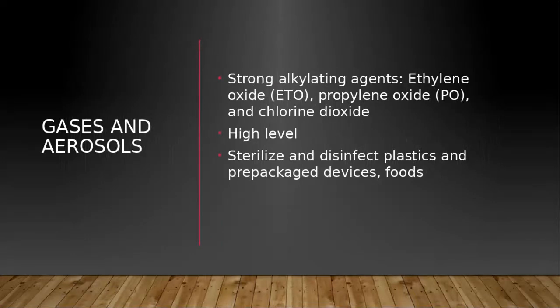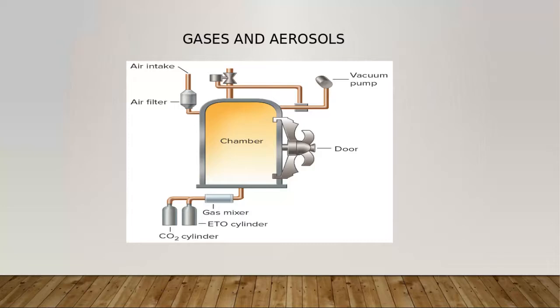Gas is the next type of chemical used. Some of them are used for sterilization, like this one, ethylene oxide. This is the most common gas sterilant used. And usually, if using ethylene oxide, we have to put the equipment inside a chamber. So the chamber will be used as a place to sterilize the equipment, maybe with ethylene oxide.